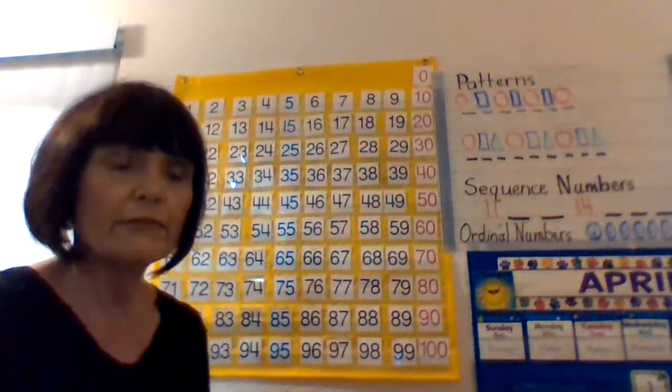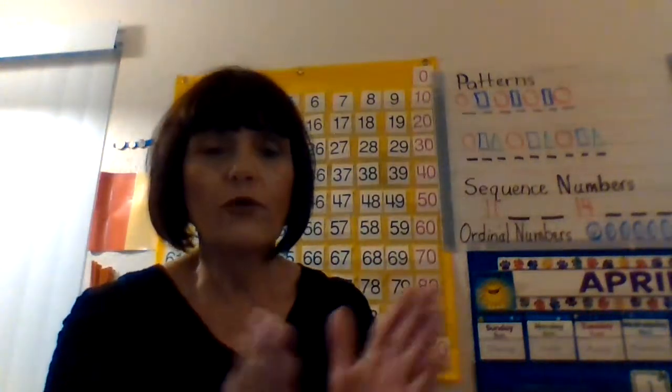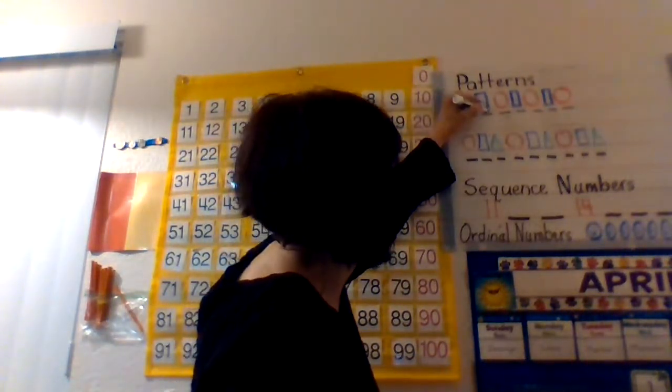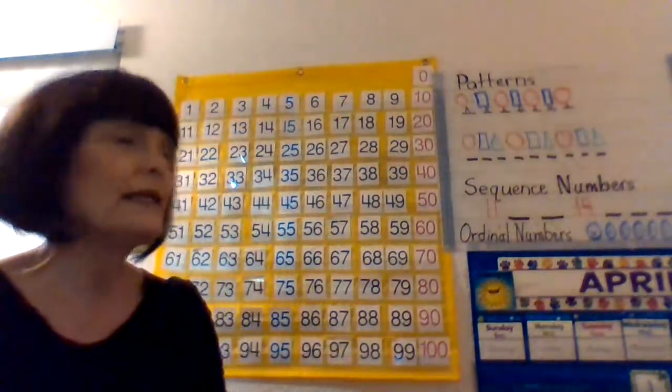Now I need to label those patterns. Don't forget to label. Always label your patterns so you know what they are. All right, so the circles would be A, and the squares would be B, and A, and B, and A, and B, and A, and B, and on and on and on. Now that is a repeating pattern.